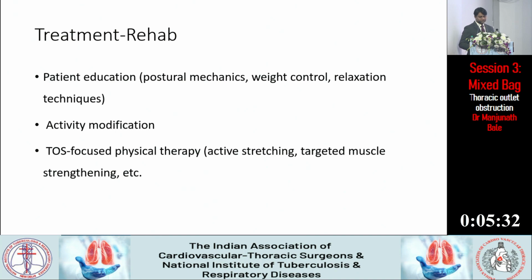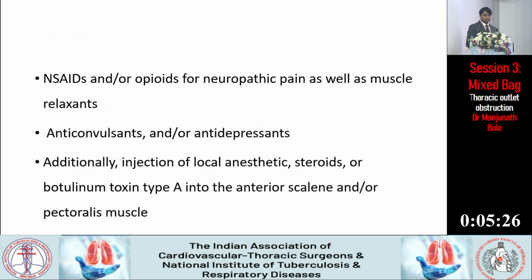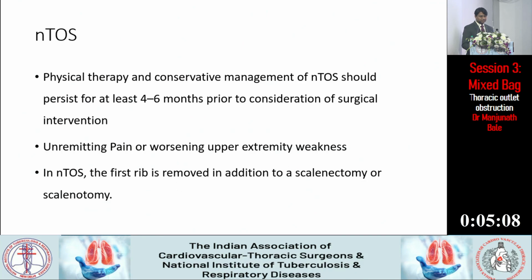Focused physiotherapy is important: active stretching and targeted muscle strengthening are all the first line of treatment. Then comes symptomatic relief. You give NSAIDs, and some patients are also put on muscle relaxants, anticonvulsants and antidepressants. Additionally, a lot of people have tried local injection of steroids or Botox, especially in the anterior scalene muscle. It has not been very conclusive.